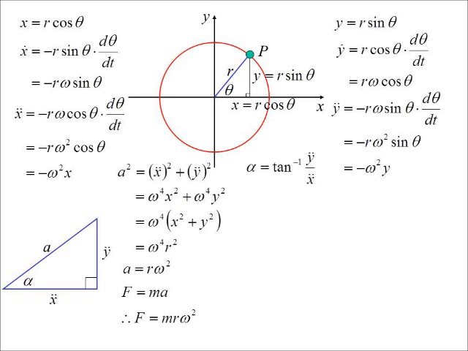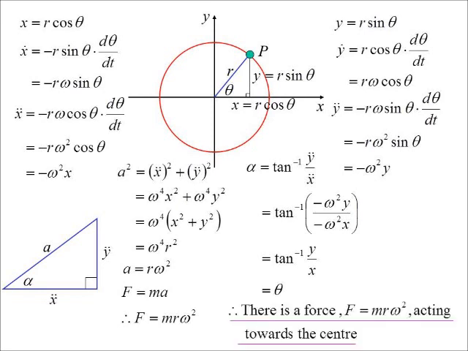So we take the inverse tan of y double dot on x double dot. Well, look what happens when I substitute in minus omega squared y and minus omega squared x. They cancel, and it's the inverse tan of y on x. Which, of course, if we go back to our original diagram, it's the angle going towards the centre. It's theta. So that proves the second part. That's probably how I would have done it that year in the exam, rather than building up from scratch like I did before. So yes, there is a force, mr omega squared, and it is acting towards the centre.